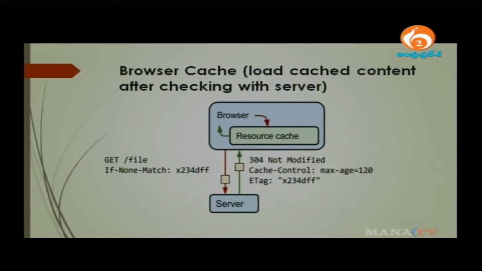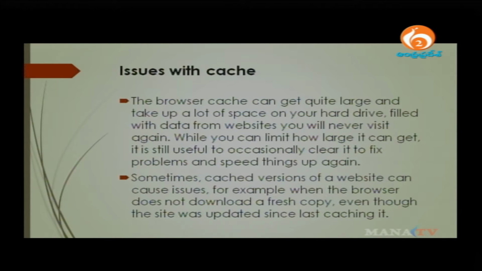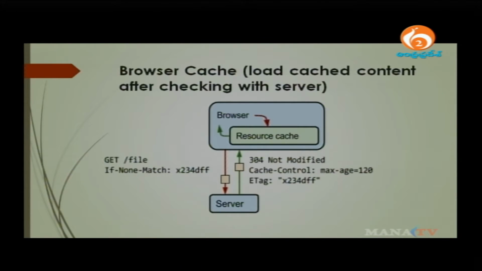So, instead of 200, here it sent 304, then the browser understood, okay, this is not modified, whatever copy I am having is a fresh one, so I need to load it. That is what the browser will understand. So, this is how the cache is loaded after checking with the server.